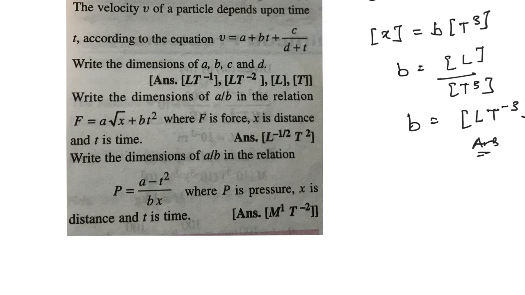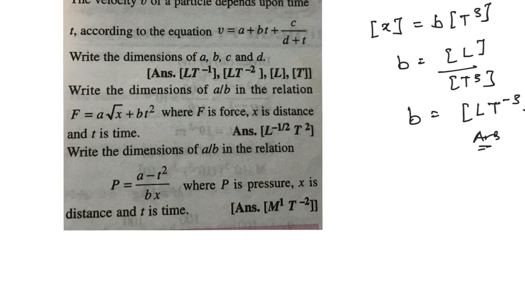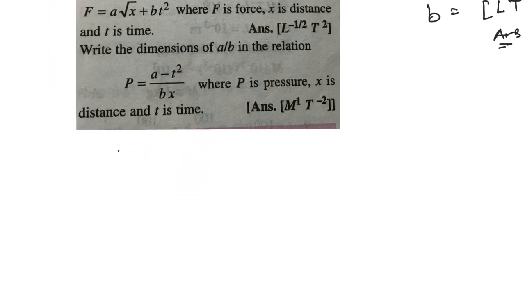Look, in the next numerical, find the dimensions of a divided by b in the relation F equals a root x bt square. F is the force, x is the distance, t is the time. Can you find, class, the dimensions of a by b? So F is given as a under root x bt square.